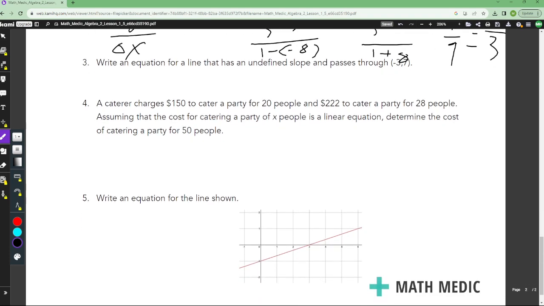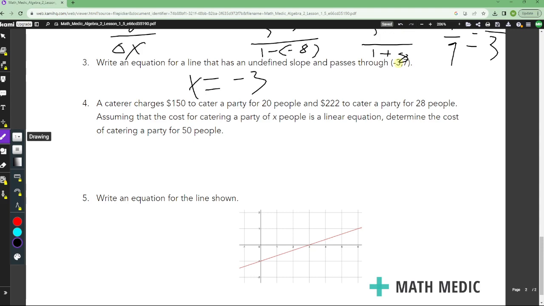Next, a line that has an undefined slope and passes through negative 3, 7. Remember, an undefined slope means it's a vertical line. So it just has to be x equals whatever number, with infinite outputs. X equals negative 3, because that's our x value that we can see right here. It's a little covered up by my 8.